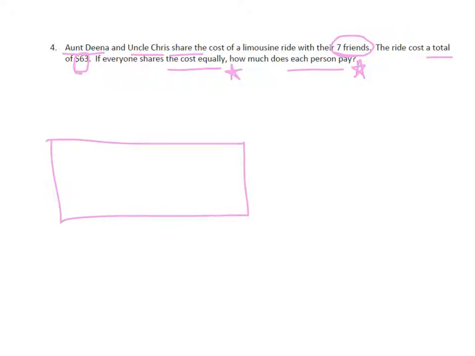The next step is to go back to the first sentence. It says Aunt Dina and Uncle Chris share the cost of a limousine ride with their 7 friends. So that means we have Aunt Dina plus Uncle Chris plus 7 friends. How many people are there total sharing the cost of a limousine ride? There are 9. So I am going to divide my tape diagram into 9 pieces.